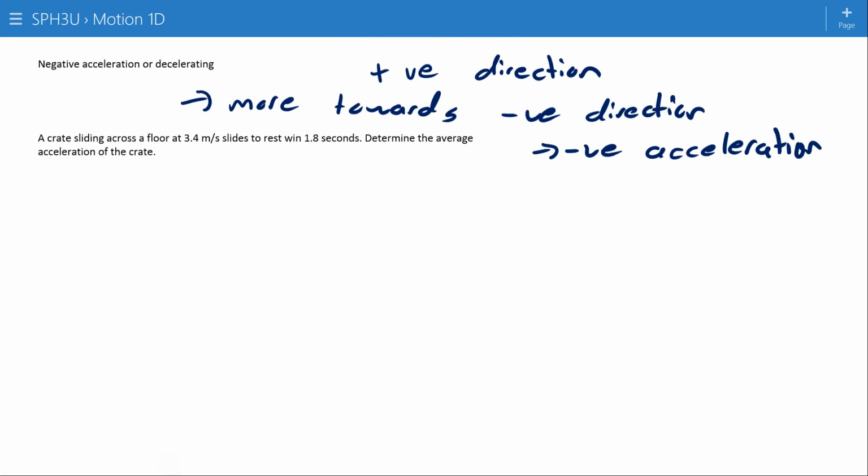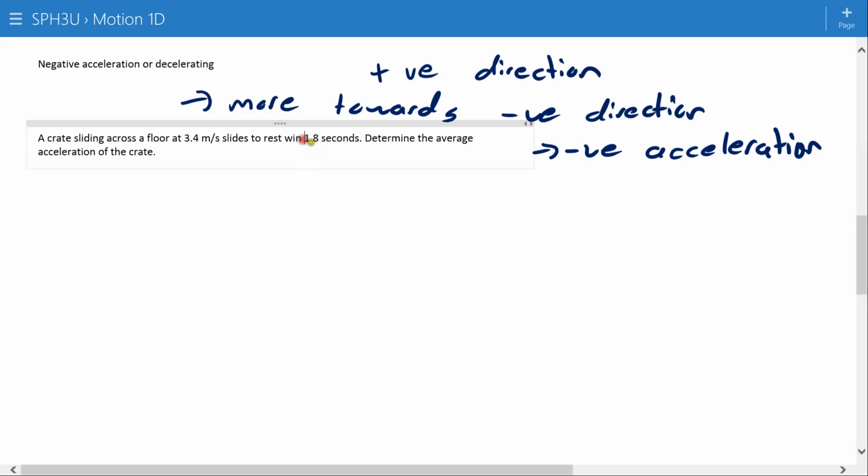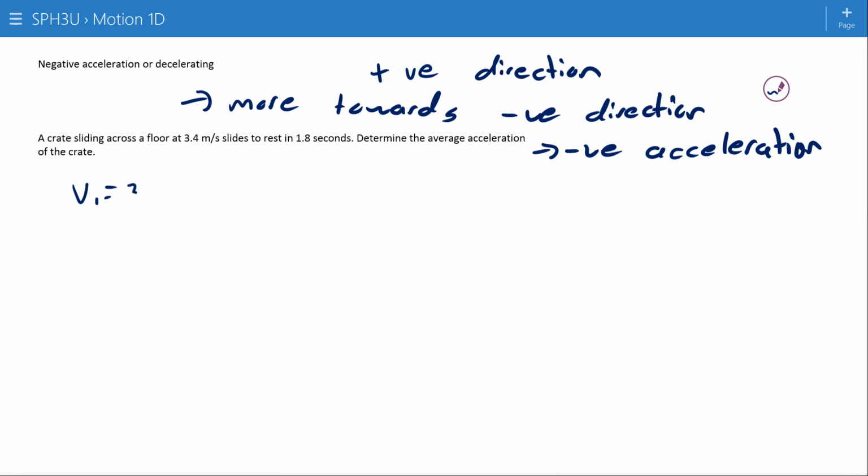A crate sliding across the floor at 3.4 meters per second slides to rest. That should be width, not wind. I'll just make a quick change there. Oh, actually it's supposed to be in 1.8 seconds. Determine the average acceleration of the crate. So we start at 3.4 meters per second. Go to rest in a time of 1.8 seconds. So what's the acceleration?